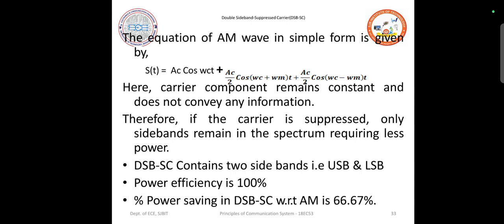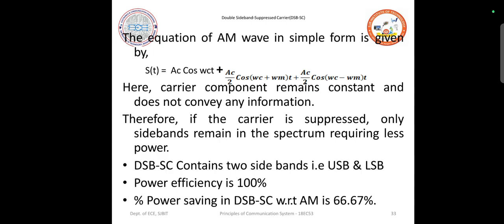So now if you try to see the equation of an AM, we'll slightly move ahead. S of t is equal to AC cos omega ct plus AC by 2 into cos of omega c plus omega m whole multiplied by t plus AC by 2 into cos of omega c minus omega m whole multiplied by t. So here the carrier component remains constant and does not convey any information at all, correct? If you see the second and third components, omega mt is there, which is our actual modulating signal. So our interest is only on those terms which contain omega m within it. But the first term, AC cos omega ct, has no omega m at all, isn't it?